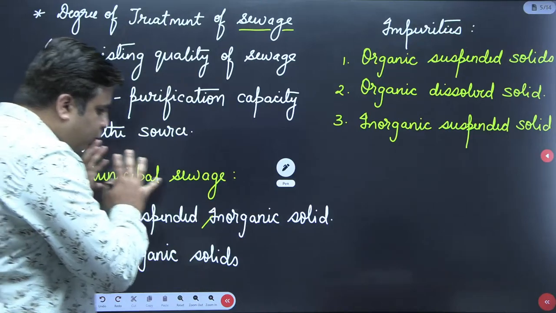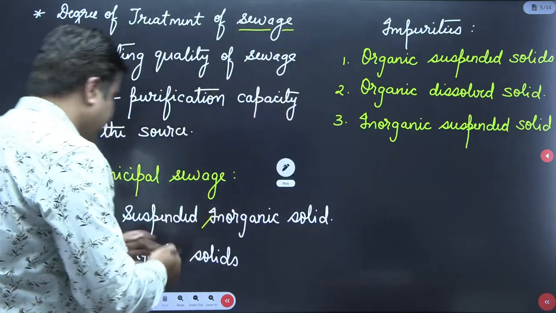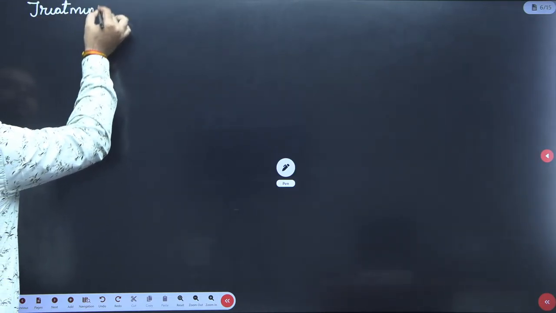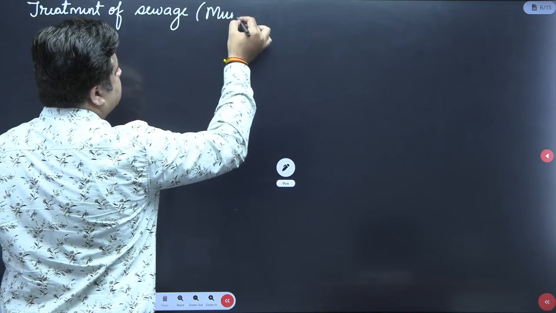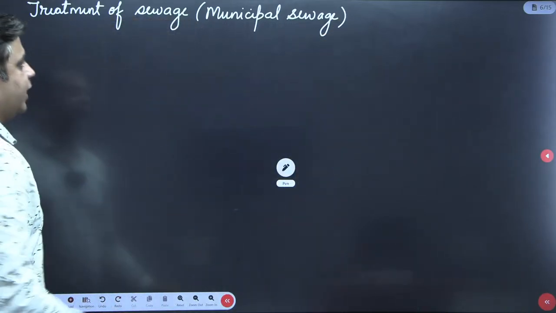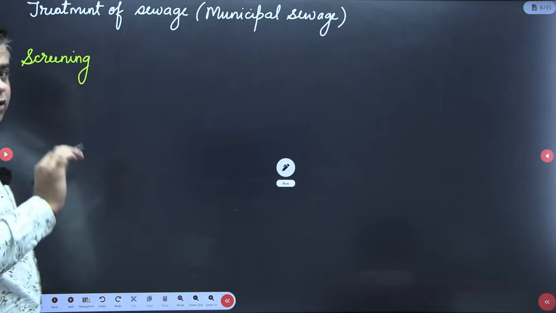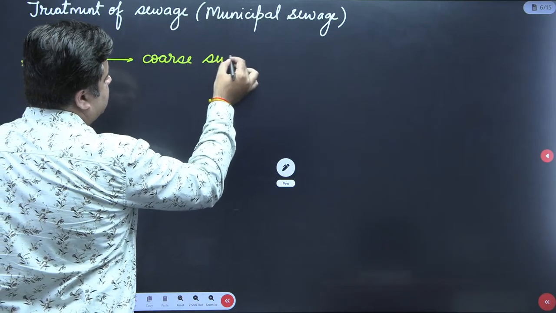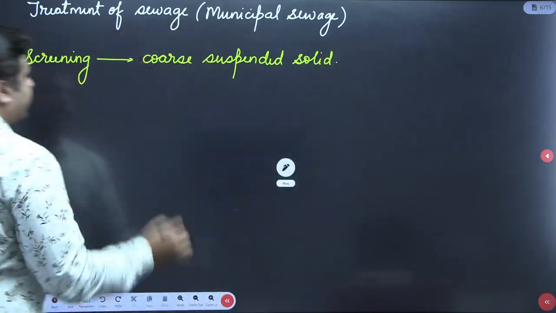Now if I give you the flow chart of this entire municipal treatment of sewage, then you will have the exact idea which treatment is removing which impurity. You see this, this is the treatment of sewage. And precisely, I am talking about municipal sewage, that is the sewage which is produced at your households. The first treatment unit that you have is termed screening. Screening removes the coarse suspended solids. Any type of suspended solid, whether organic or inorganic, coarse suspended solids will be removed by screening. Then second is your grit chamber.